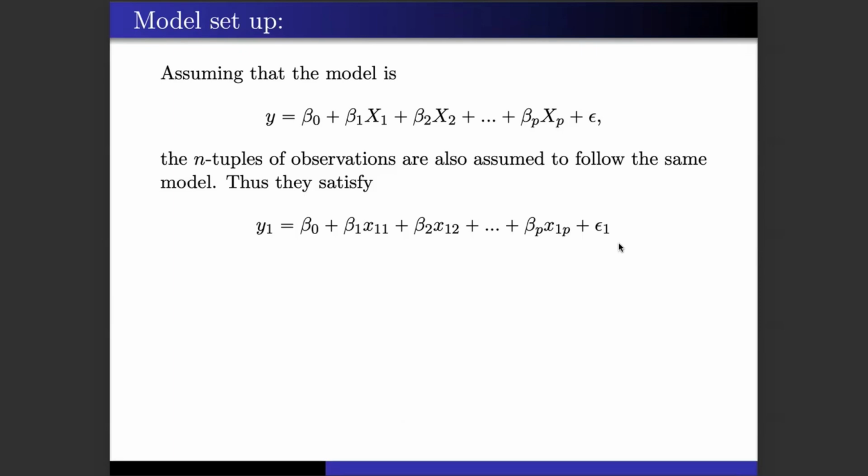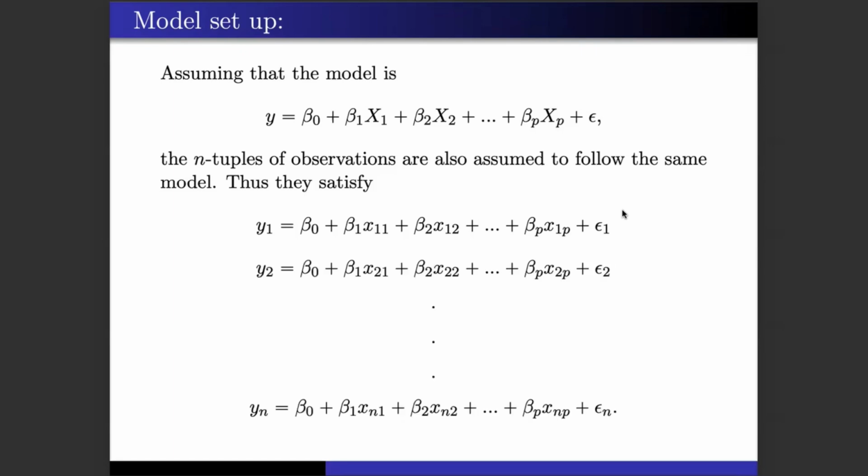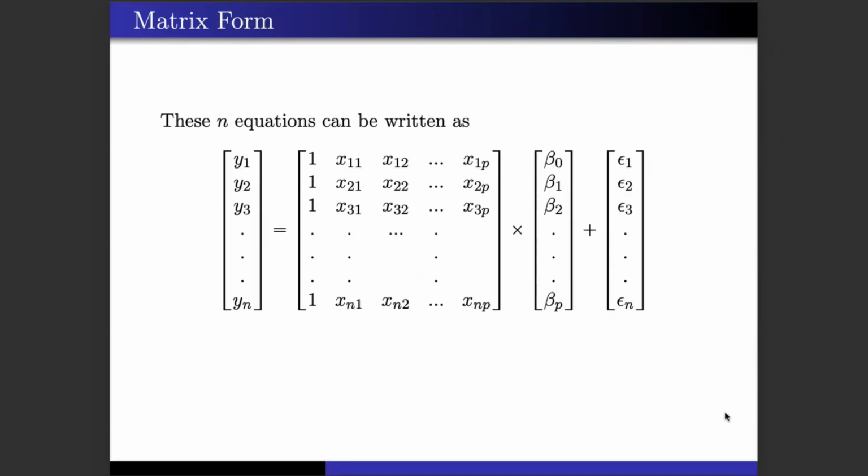And when you are conducting an experiment, every time you conduct an experiment, you have some sort of noise in your data. So you have this epsilon 1 noise when you conduct the experiment the first time. And when you conduct this experiment n number of times, you would have these n equations. And we can write these n equations in the matrix form this way.